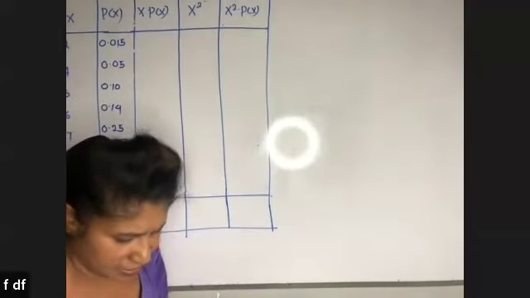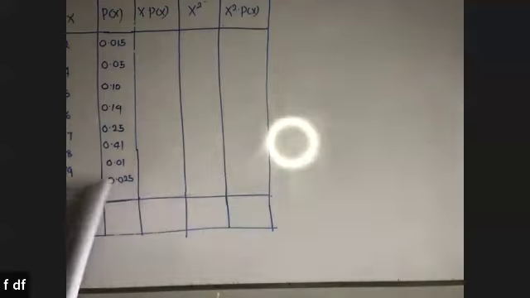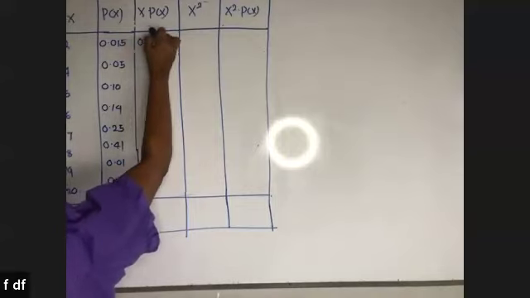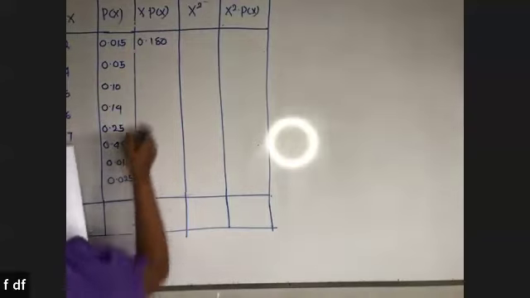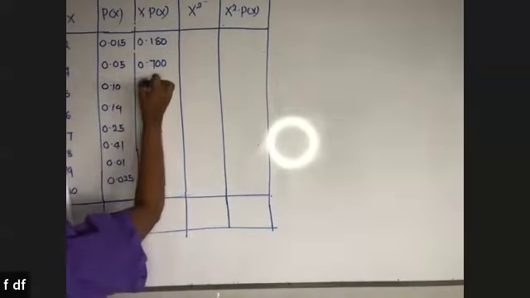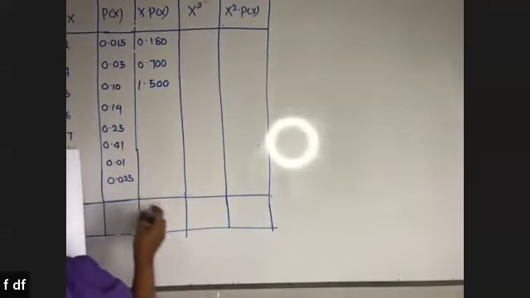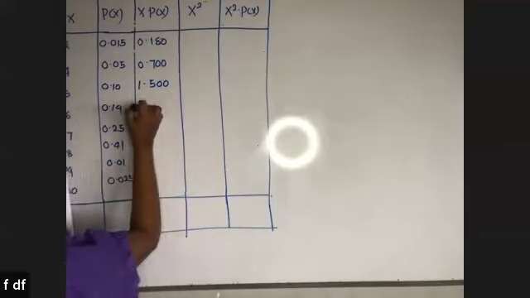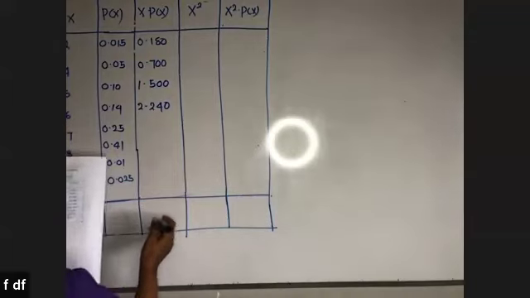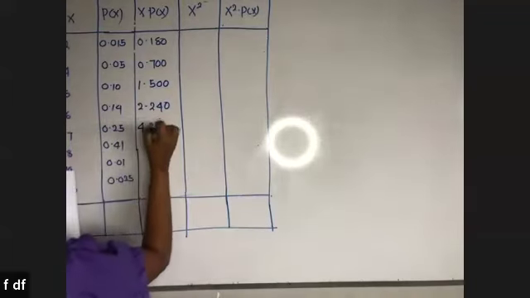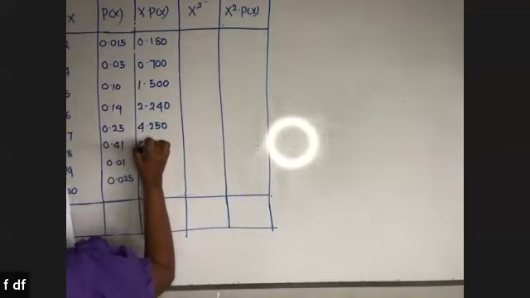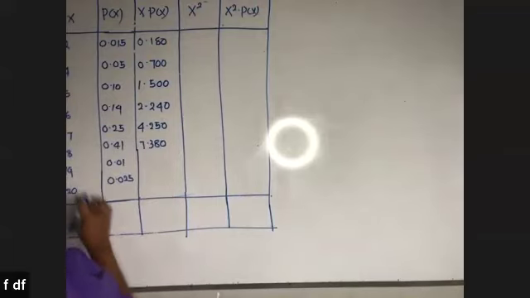Now look at this. You know the method, no? So I just put the figures; I already worked them out. 0.5 into 14 is 0.700, and 0.1 into 15 is 1.5. 0.14 into 16 is 2.240. Check this. And again 0.25 into 17, that is 4.250. 0.41 into 18 is 7.380.